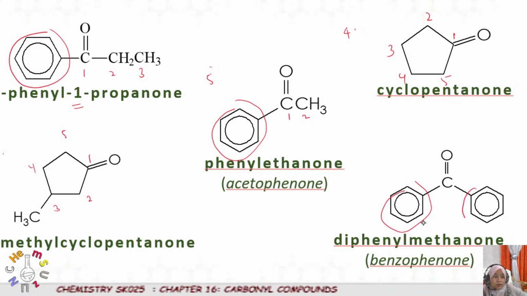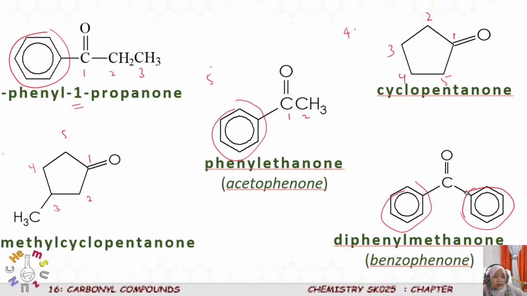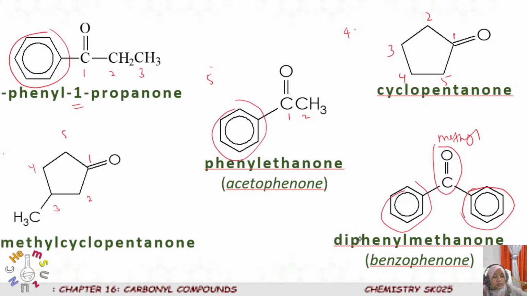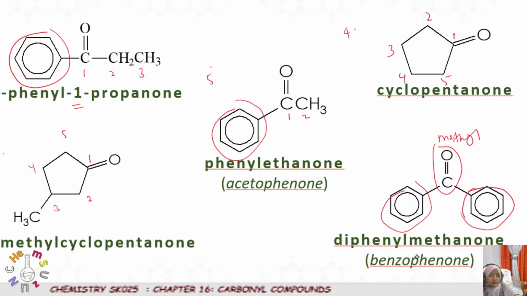Two benzene groups are attached to the same carbon. If we have one carbon, this is methyl. Because at this carbon there are two benzene rings attached to it, we can name it as a methanone. So we name this one diphenylmethanone, or benzophenone.